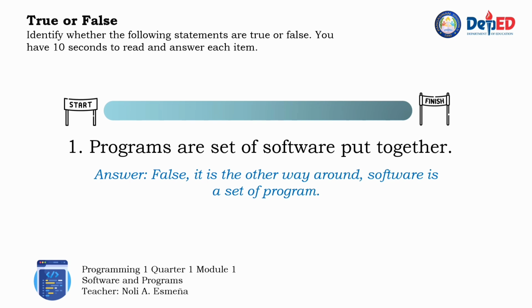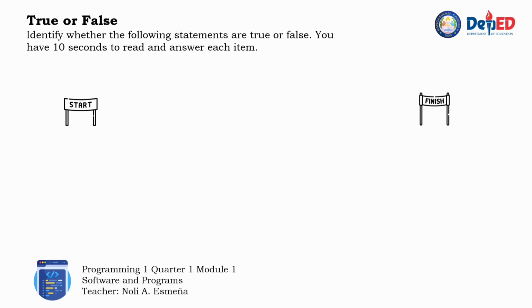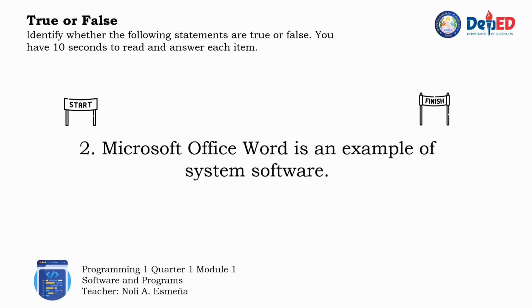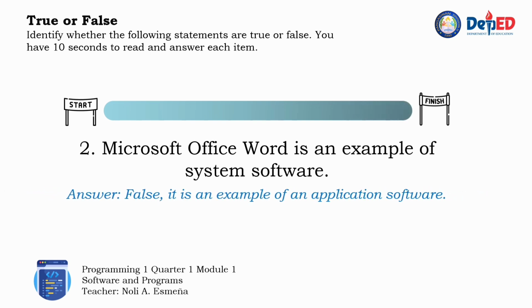The answer is false. It is the other way around. Software is a set of programs. Microsoft Office Word is an example of system software. The answer is false. It is an example of an application software.